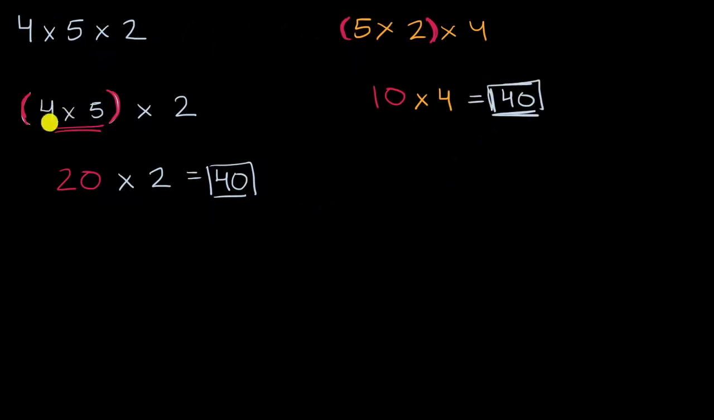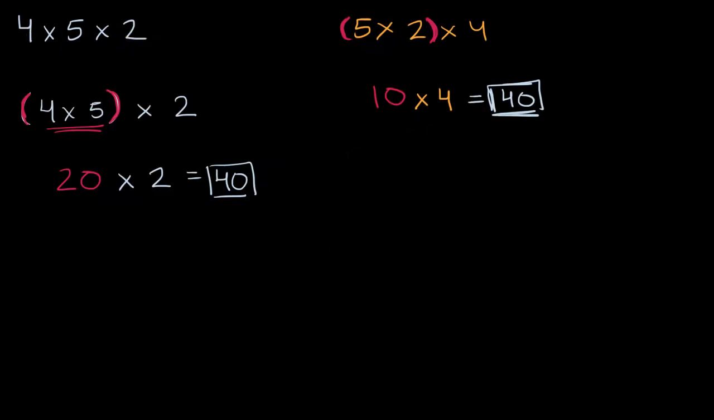Here we wrote it out in a different order, 4 times 5 times 2. Here we wrote 5 times 2 times 4. Here we did the 4 times 5 first. Here we did the 5 times 2 first. But notice, we got the same result. And I encourage you, pause this video, try to multiply these numbers in any order. Maybe you do 2 times 4 first. In fact, let's just do that.